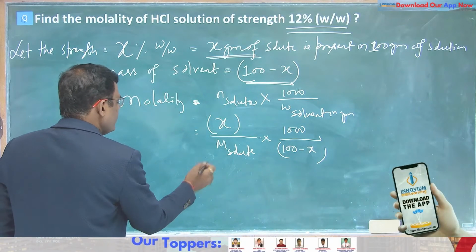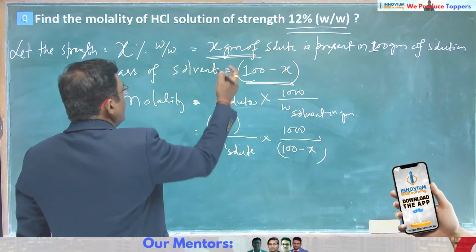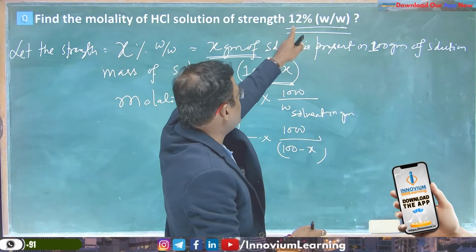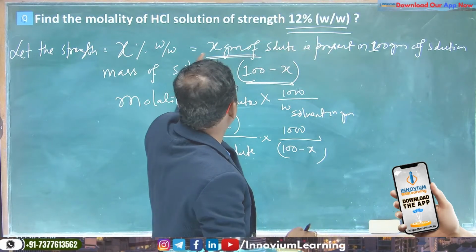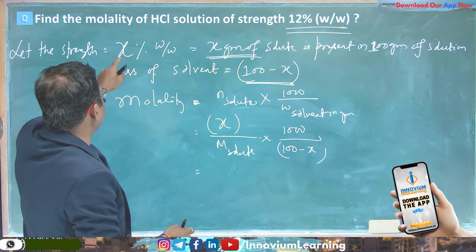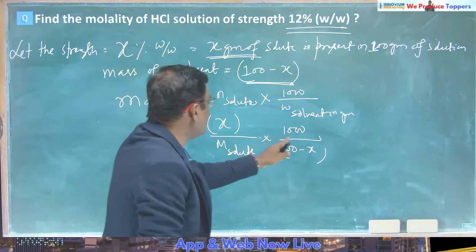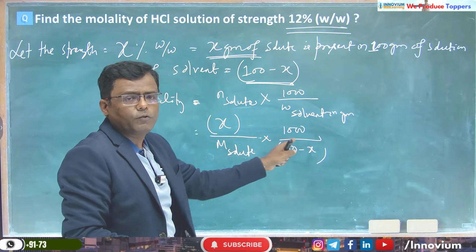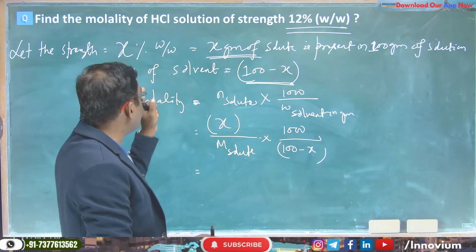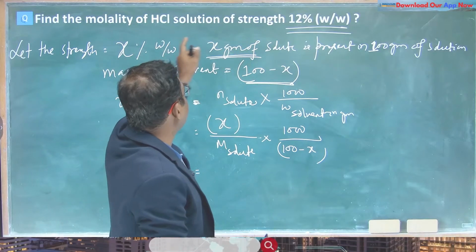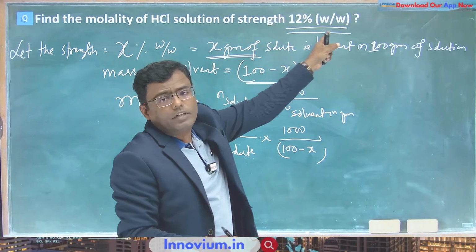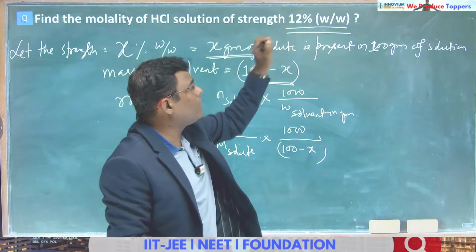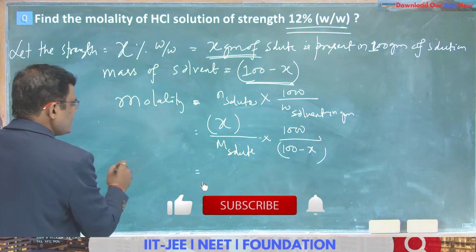Now directly we can put the given data. If the percentage strength is given as x% W by W, then the expression to find the molality is this one. But in this case, we have the strength given as 12% W by W. So the x value here is 12.